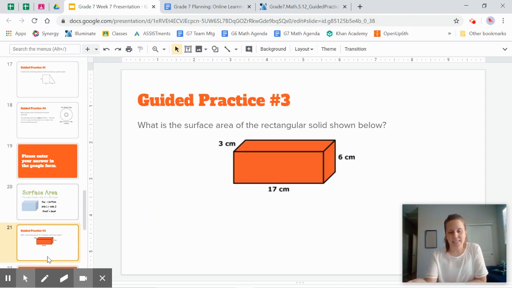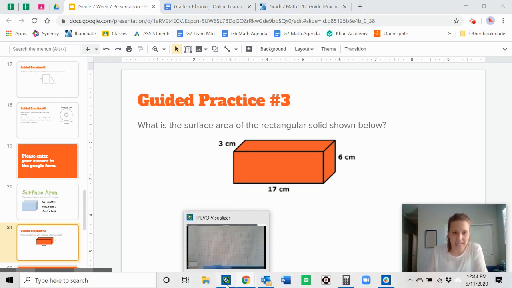So let's try it. Guided practice question number 3 says, what's the surface area of the rectangular solid shown below? I can see this part right here is 3 centimeters. This dimension here is 17 centimeters, and this one is 6. Okay, so knowing that, let's go ahead and set up our paper.